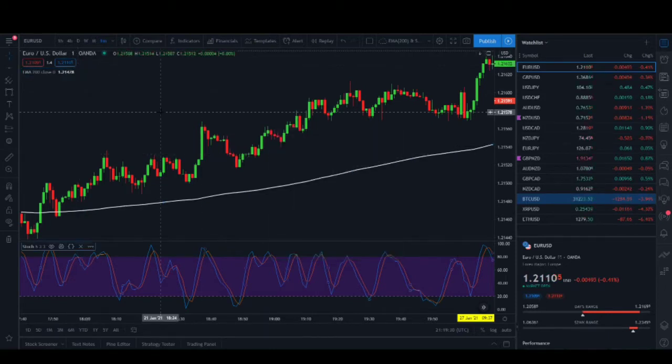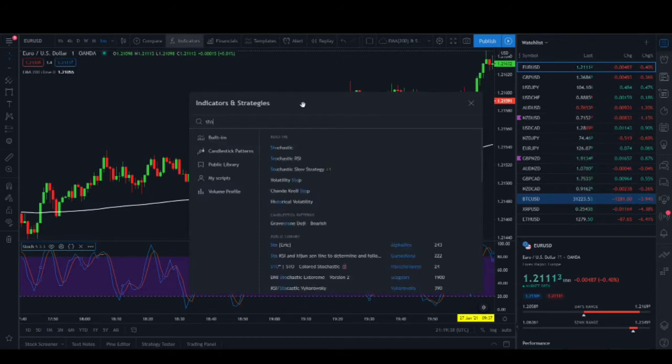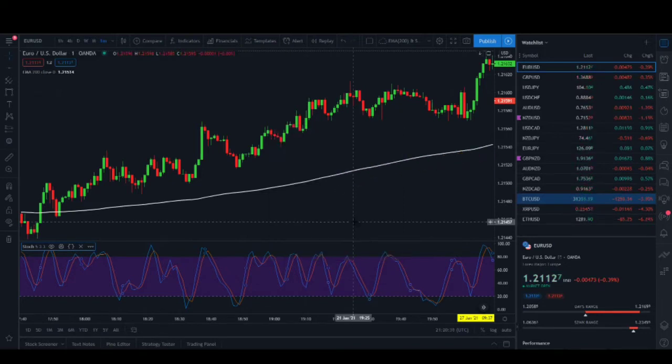Once you're done with your exponential moving average indicator, you also have to add a stochastic. All you have to do is go on indicators and type in STO. It will be the first one, and the default settings are 14, 3, but you have to change the 14 to 5.